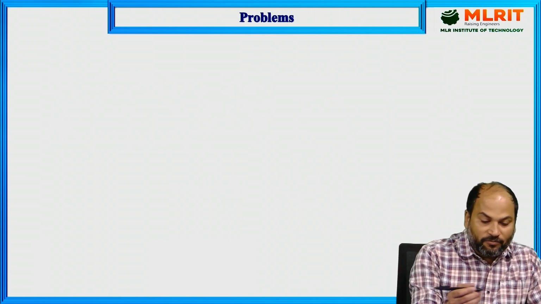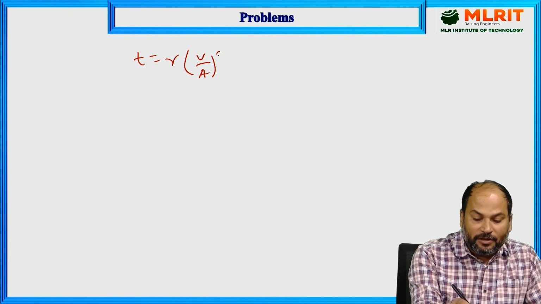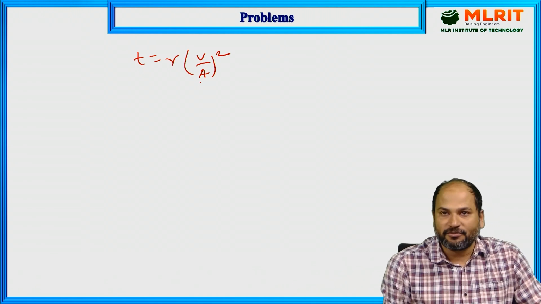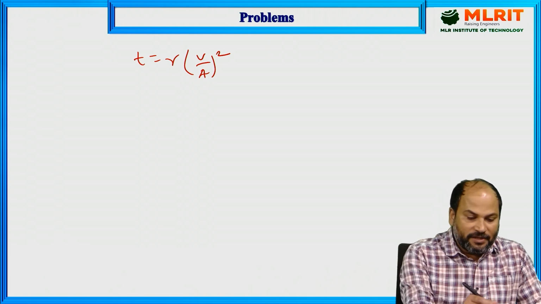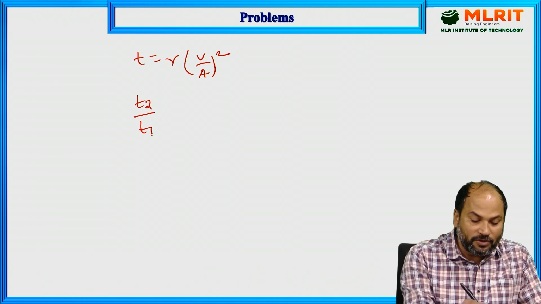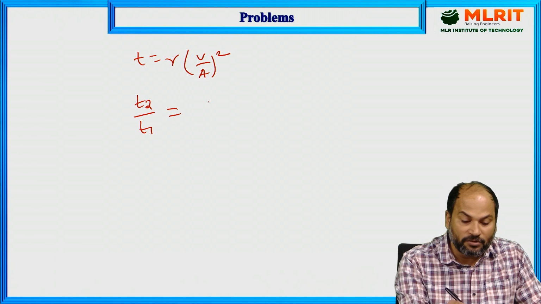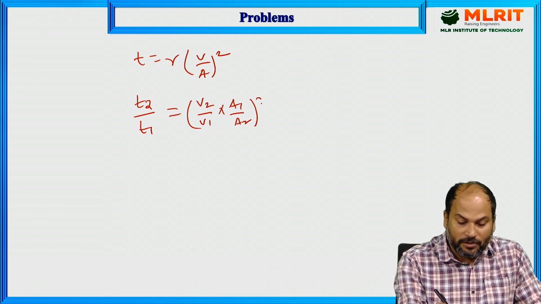If we write the formula, we know T is equal to gamma times volume upon surface area square. So this time is directly proportional to volume upon surface area square. The material is the same in the casting as well as in the riser. So we can write T2, the solidification time for the riser, upon T1, the solidification time of the casting, is equal to gamma cancels out, so V2 upon V1 into A1 upon A2, this whole square.